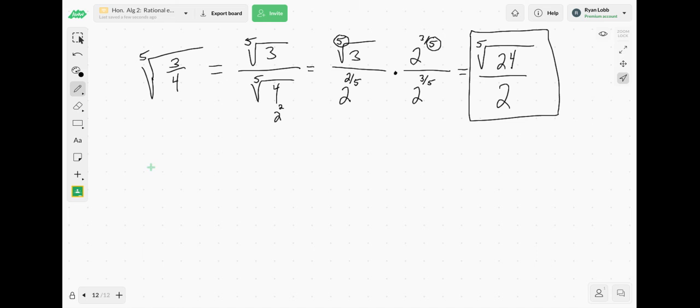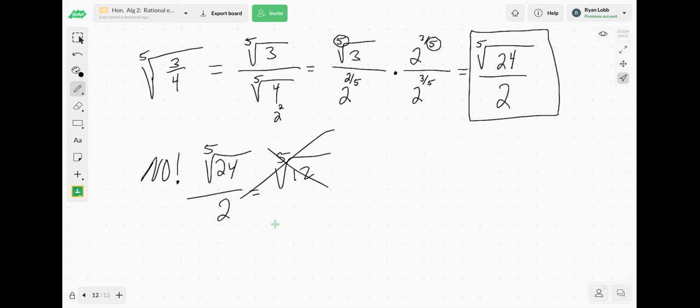That being said, this is another just no, don't do it. Don't do this. Don't take the 5th root of 24 divided by 2 and say this is equal to the 5th root of 12. All right. Don't just take 24 divided by 2. That's wrong. Don't do it. Okay.